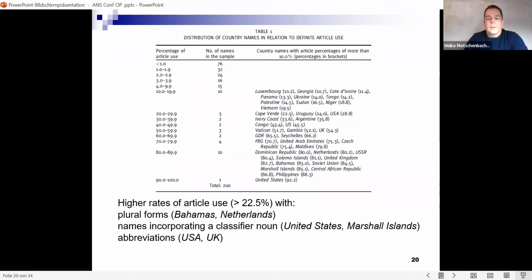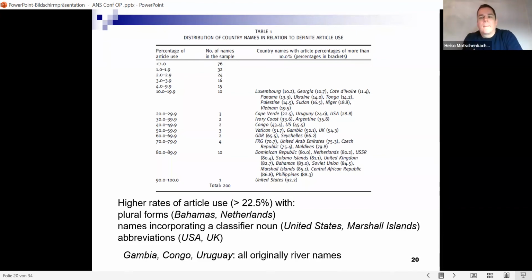And then there are a couple of others in the list, for example, Gambia, Congo, and Uruguay. And here it's interesting to note that all 3 of these names were originally river names, and rivers by default go with a definite article. So that's maybe not surprising that it is these 3 that also show up in the list. And in fact, I cannot even rule out that some of the hits in my corpus were references to the rivers rather than to the countries. So that may also explain why they have higher rates of definite article use.